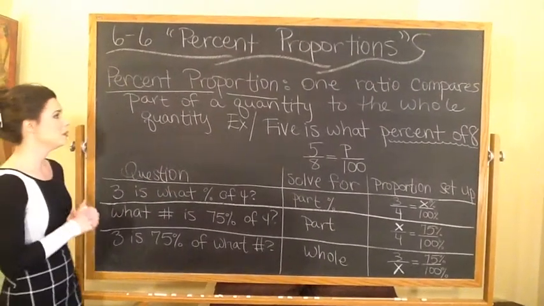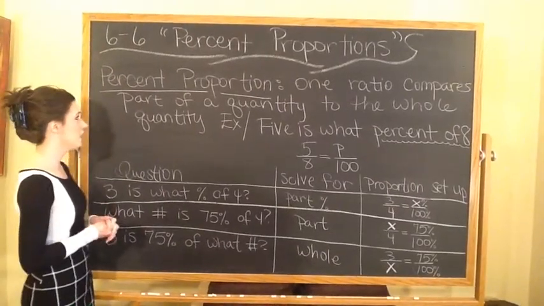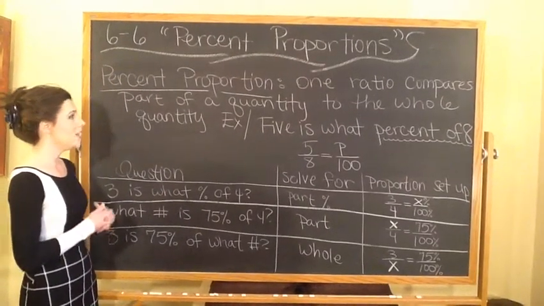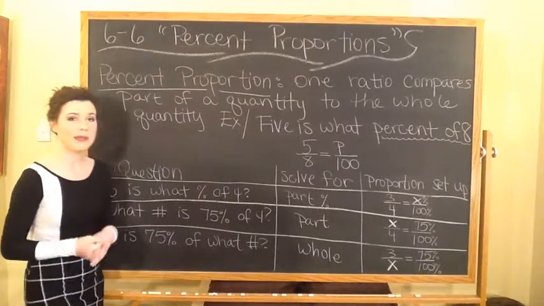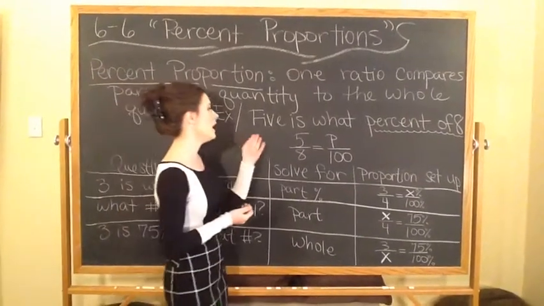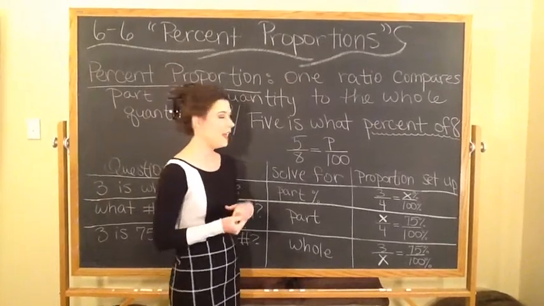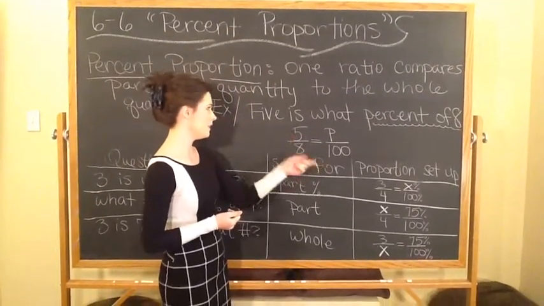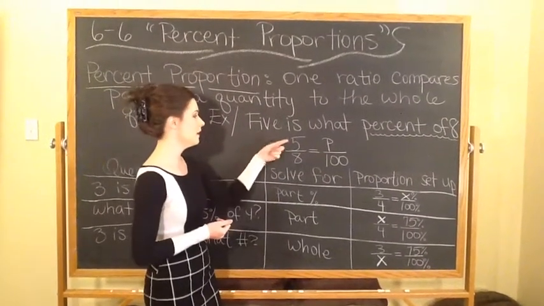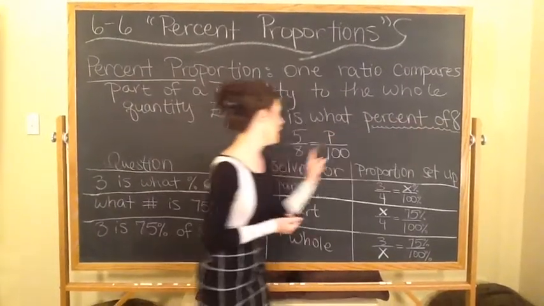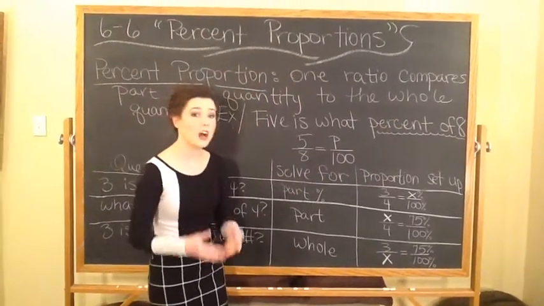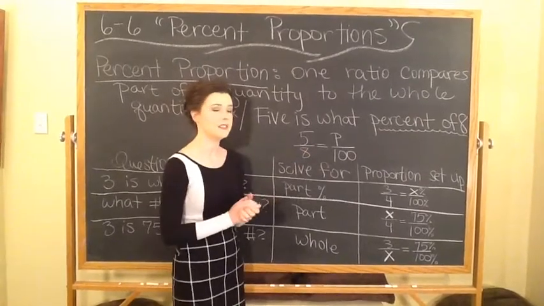A percent proportion is one ratio that compares part of a quantity to the whole quantity. An example would be a question that says, 5 is what percent of 8? You're going to have to set this up. Since it says percent of, that means it's going to be the number in the denominator.